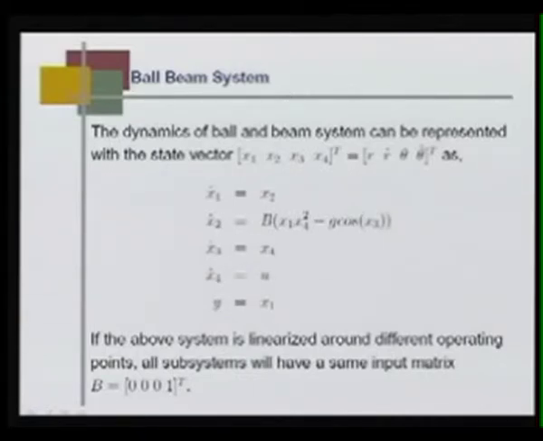If the above system is linearized around different operating points, all subsystems will have the same input matrix, which is B equal to 0 0 0 1. This is important. So, by making B equal to 0 0 0 1, this linearization of the system dynamics will always lead to the same B matrix for all linear subsystems. The B matrix is always 0 0 0 1. This is a practical example. There exists a physical system for which, for all linear subsystems, the control matrix is 0 0 0 1. So, that is common.